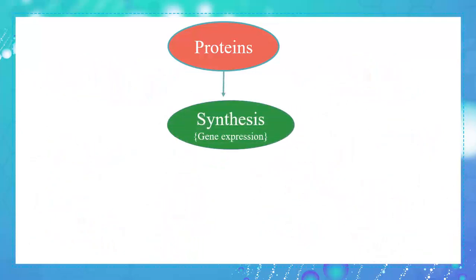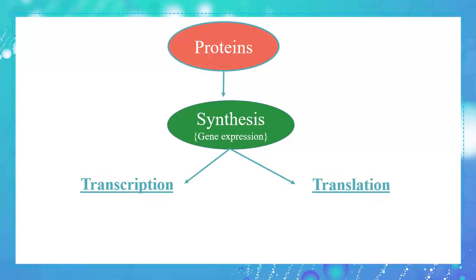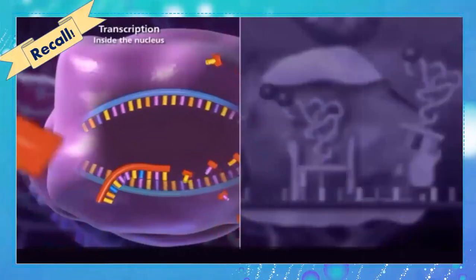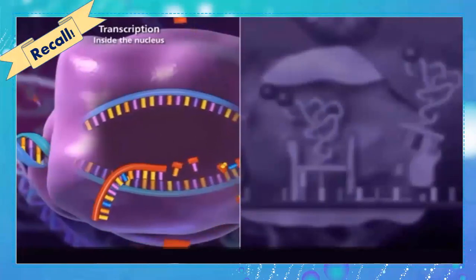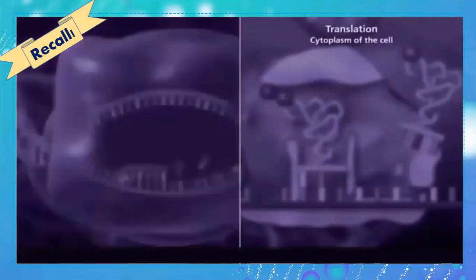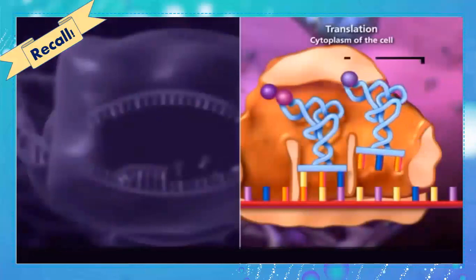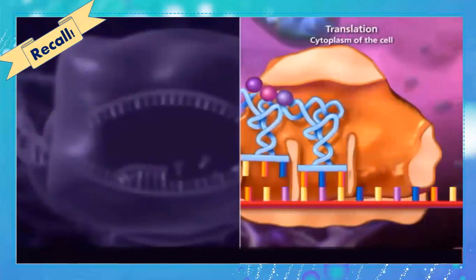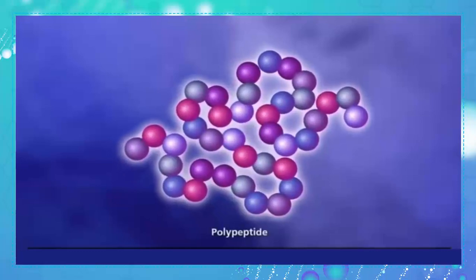These proteins are synthesized by a process known as gene expression, which is divided into two phases, transcription and translation. During transcription, DNA is used as a template to produce messenger RNA. Then in translation, which occurs in the cytoplasm of the cell, the information contained in mRNA is used to produce a protein. However, is this the end of the story?